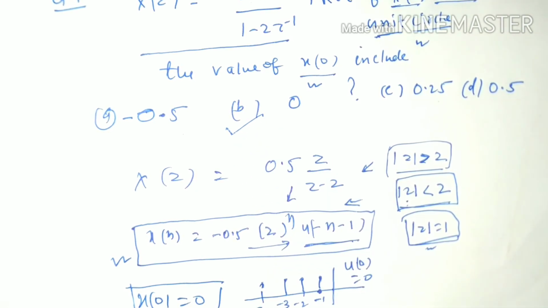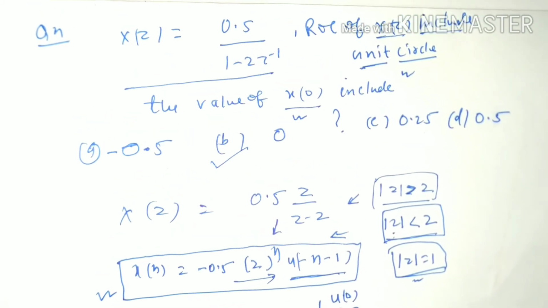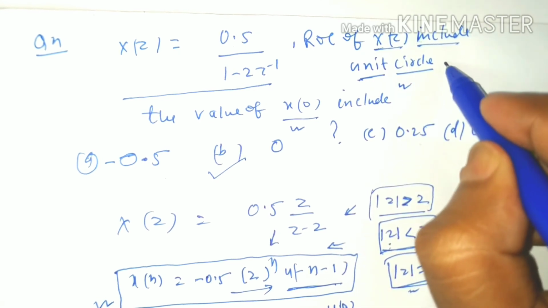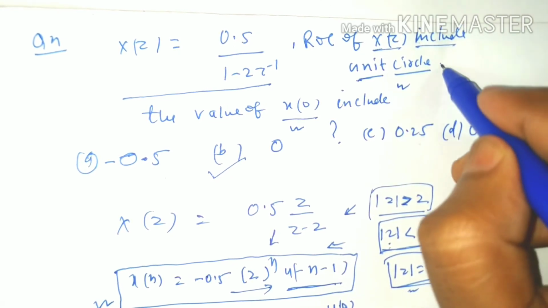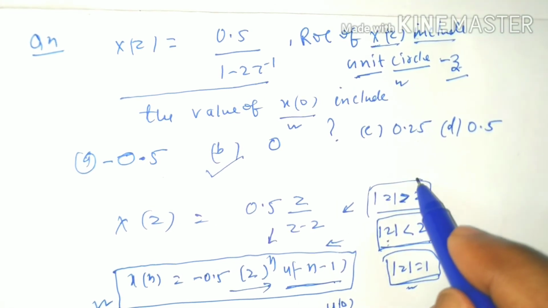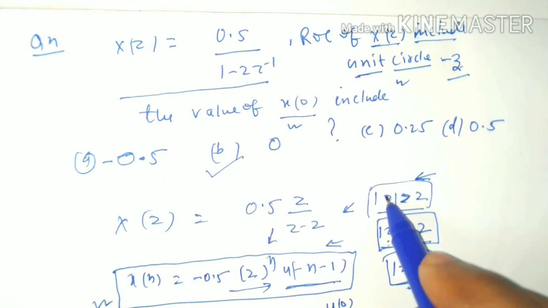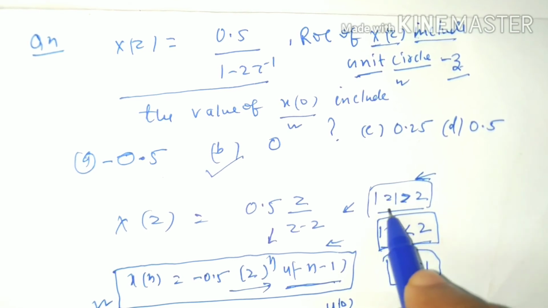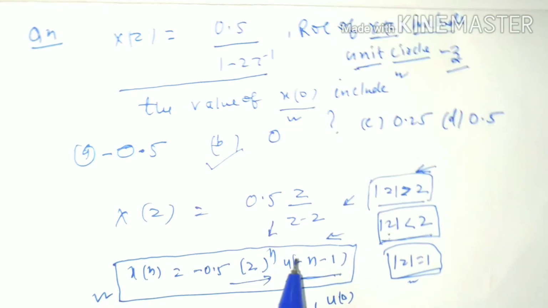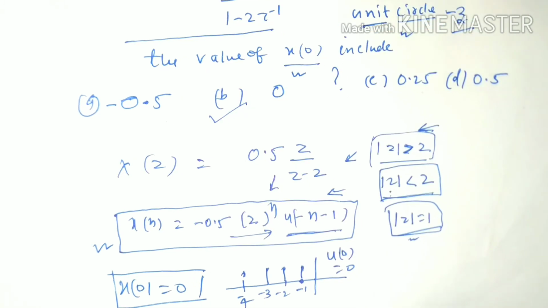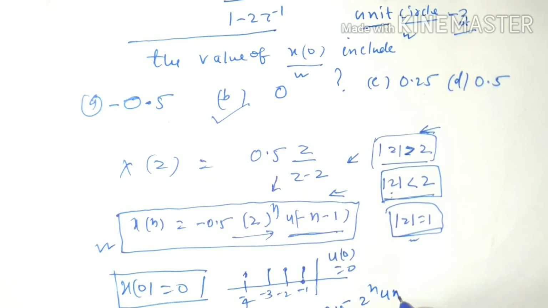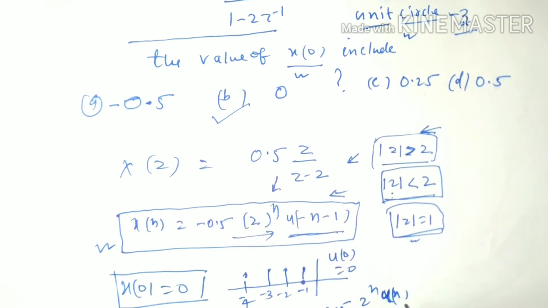Now if our question were like this: the ROC of X of z includes the circle of radius 3, then we have to take a right handed sequence, meaning the ROC of the Z transform will be modulus of Z greater than 2. Then in that case our inverse Z transform will be 0.5 and 2 to the power n u of n, this one.